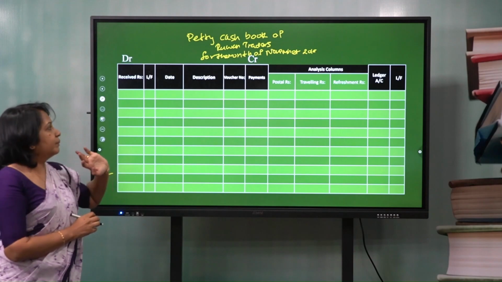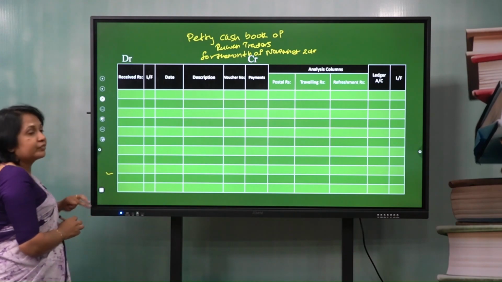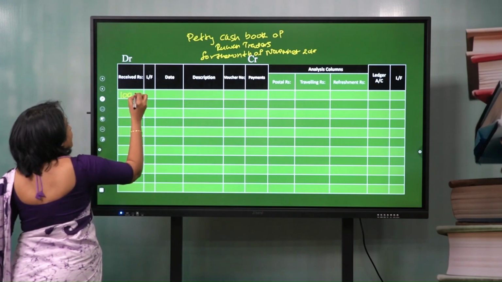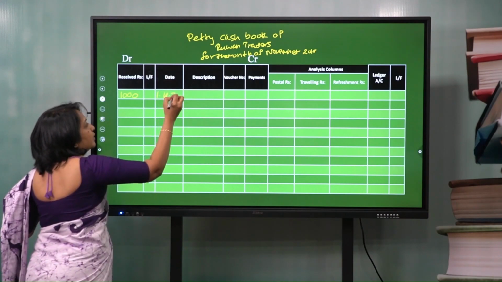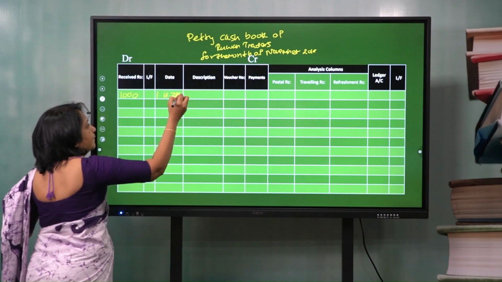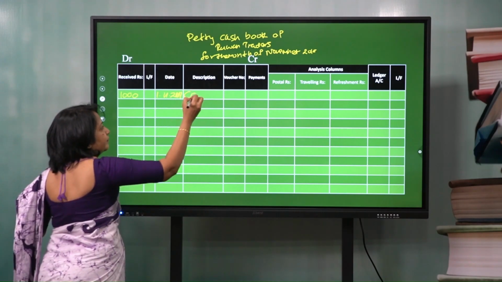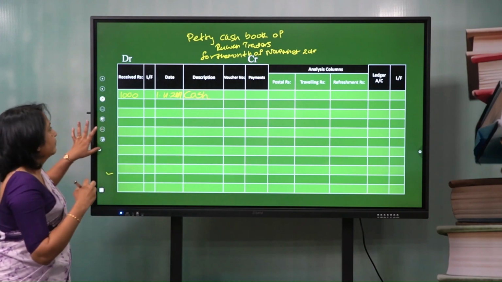Now, on 1st of November, petty cash has received petty cash interest of 1,000 rupees. So we have to record here 1,000 rupees received on 1st of November 2019, and the description will be cash book. We recorded now a debit entry.